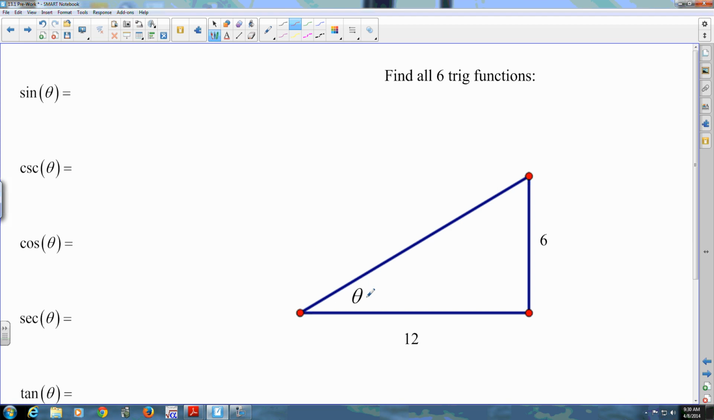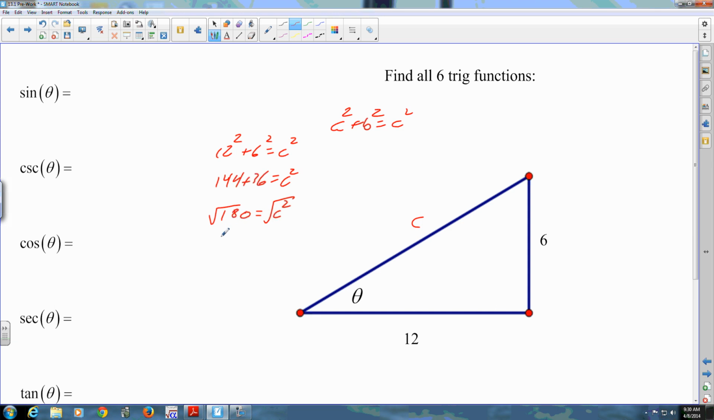If I want you to find all 6 trig functions, you've got to find all the sides first. So you've got to do the Pythagorean theorem. This would be side C. A squared plus B squared is C squared. So you've got 12 squared plus 6 squared is C squared. So that's 144 plus 36 is C squared. So that's 180 is C squared. You take the square root of both sides. Normally plus and minus, but it's a length, so it's just plus.